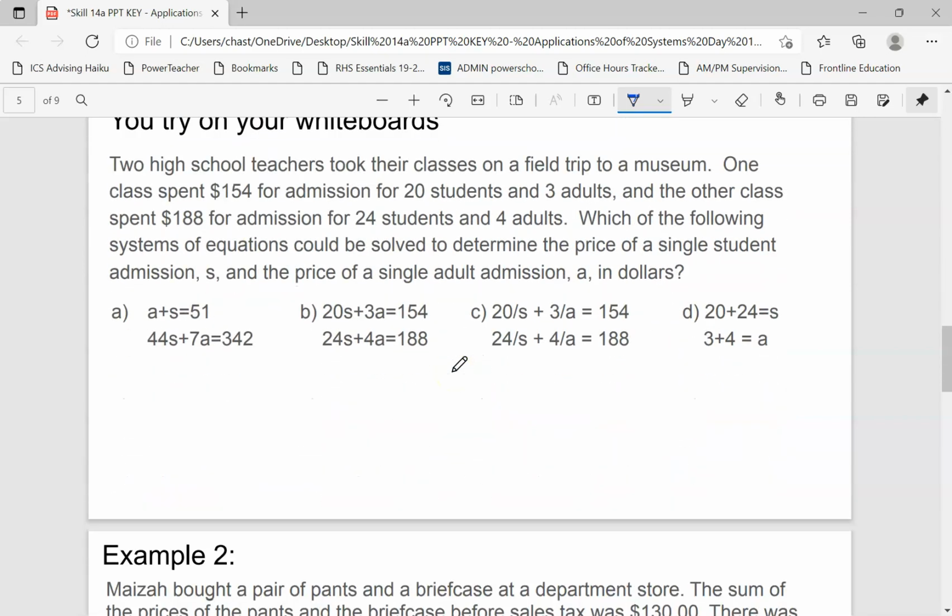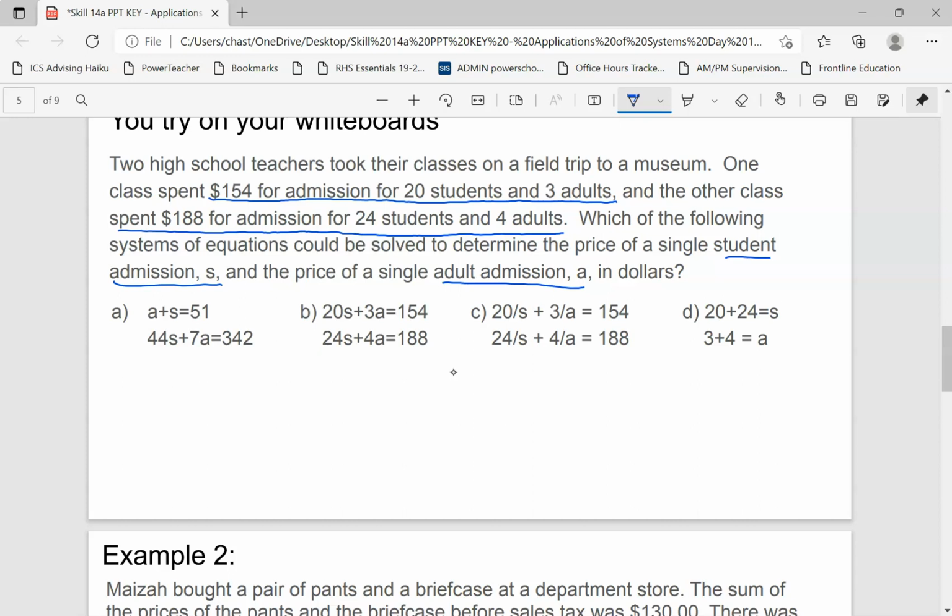Here's a multiple choice. It says 2 high school teachers took their classes on a field trip to a museum. One class spent $154 for admission for 20 students and 3 adults. The other class spent $188 for admission for 24 students and 4 adults. Which of the following systems could be used to solve this? If we let a single student admission be S, so student admission is S, and adult admission is A.